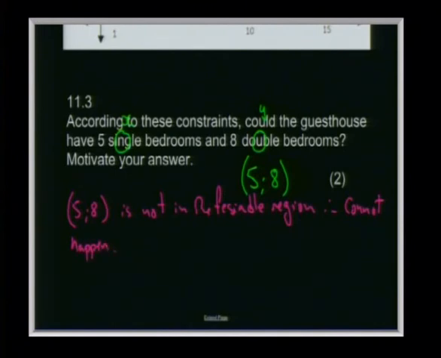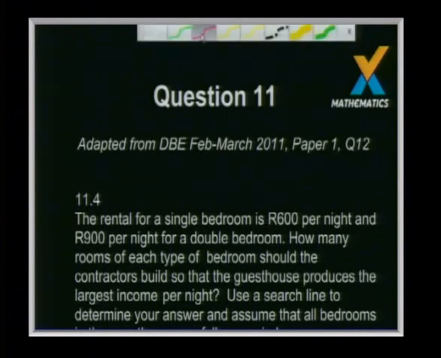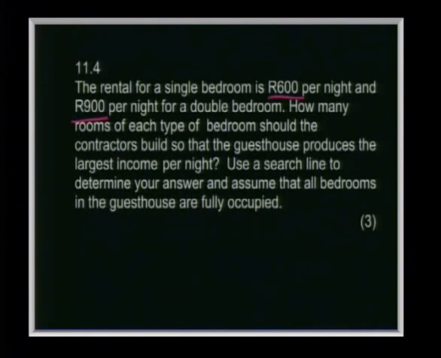Right, let's move on. Right, 11.4. Here we come to the profit. Rental for a single bedroom is 600 and 900 for a double. Right, 600 and 900. How many rooms of each type should the contractors build so the guest house produces the largest income per night?